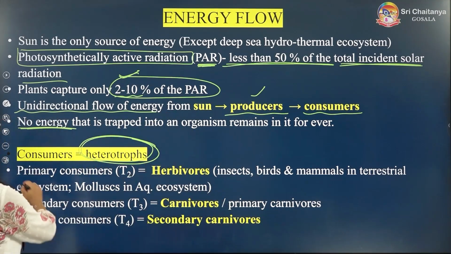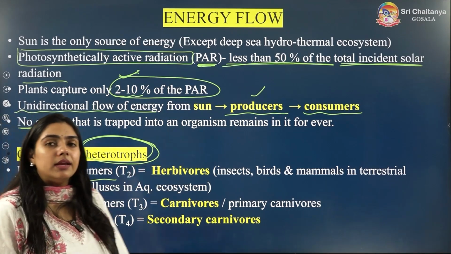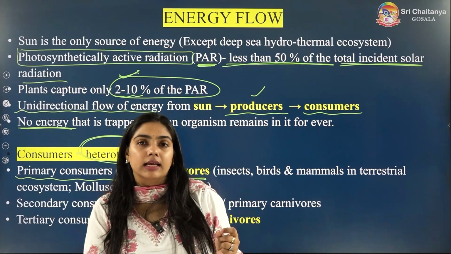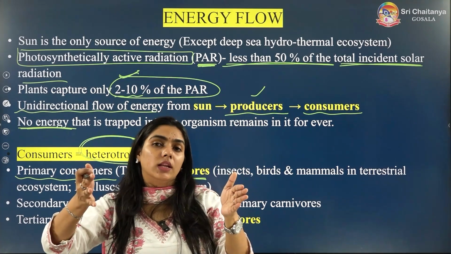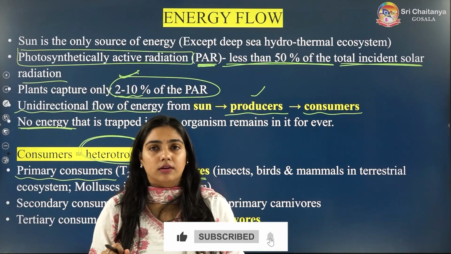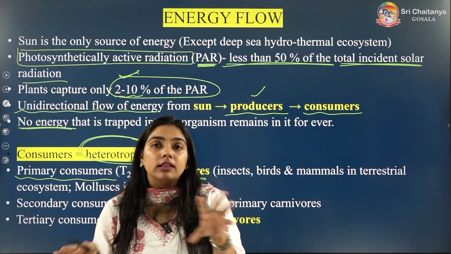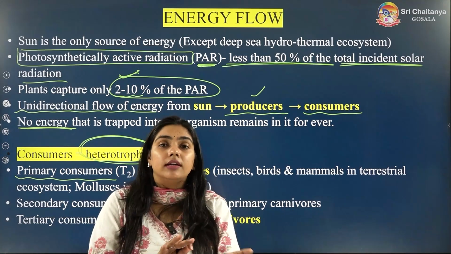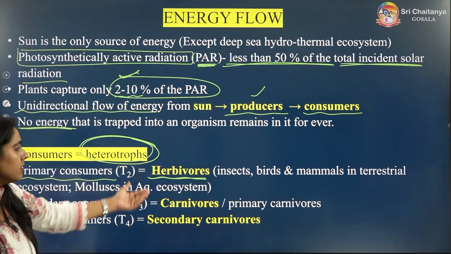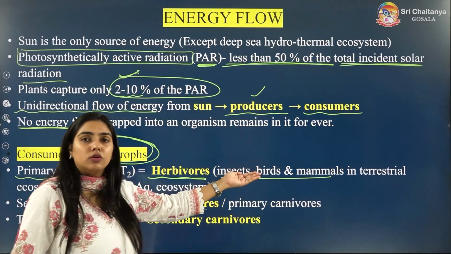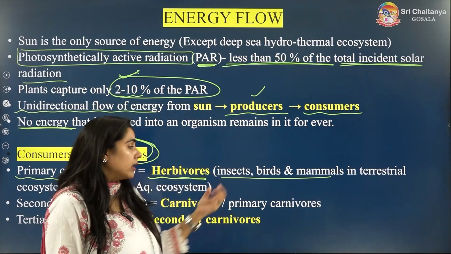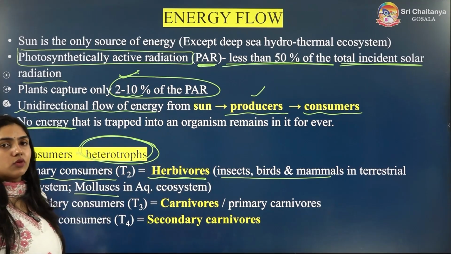So we can call consumers, the primary consumers will be herbivores because they are eating the producers directly. So after producers, consumers will come. Now in the consumers, there can be primary consumer, secondary consumer, tertiary consumer. All these are heterotrophs. Okay, all these are directly or indirectly dependent upon producers or autotrophs, right? So herbivores, for example, are insects, birds, mammals in the terrestrial ecosystem, mollusks in the aquatic ecosystem. You will see they are herbivores, right?